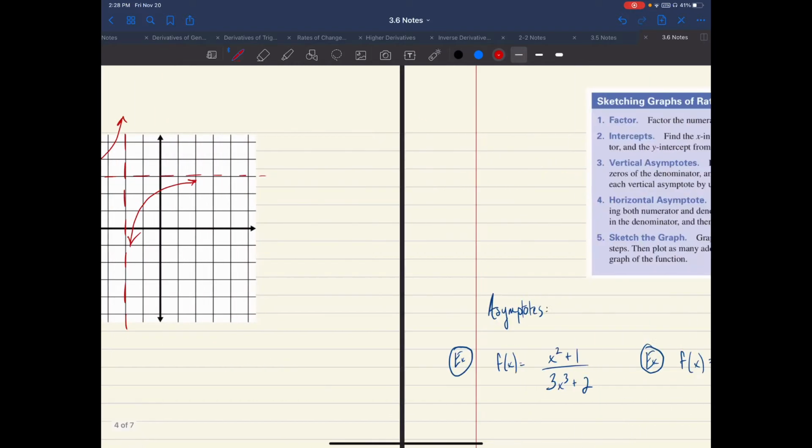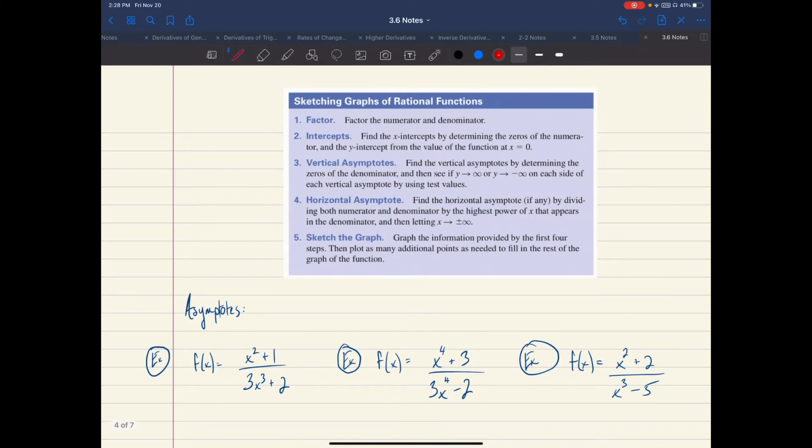Okay, so let's go to another example. So this is sketching graphs of rational functions. This is more of what this section's about. In this little box, this is in your textbook, I just cut and pasted it here. So you factor, you're going to find your intercepts, vertical asymptotes, horizontal asymptotes, and then you'll sketch.